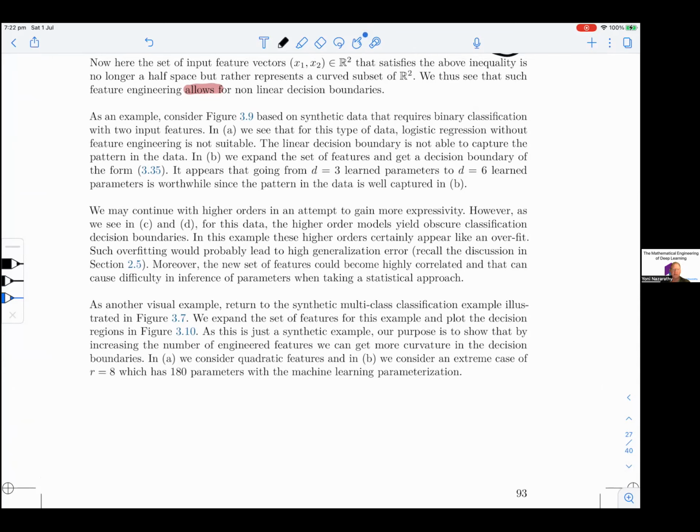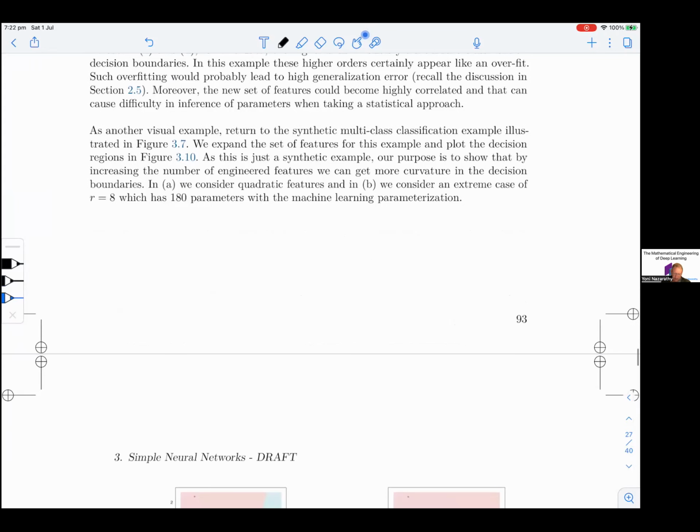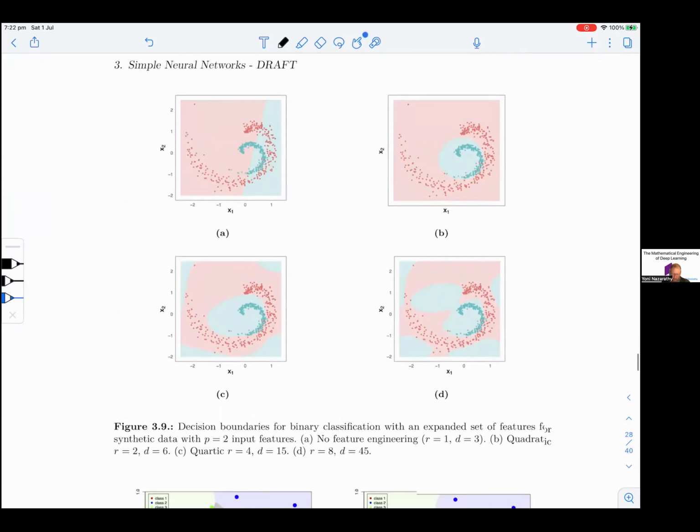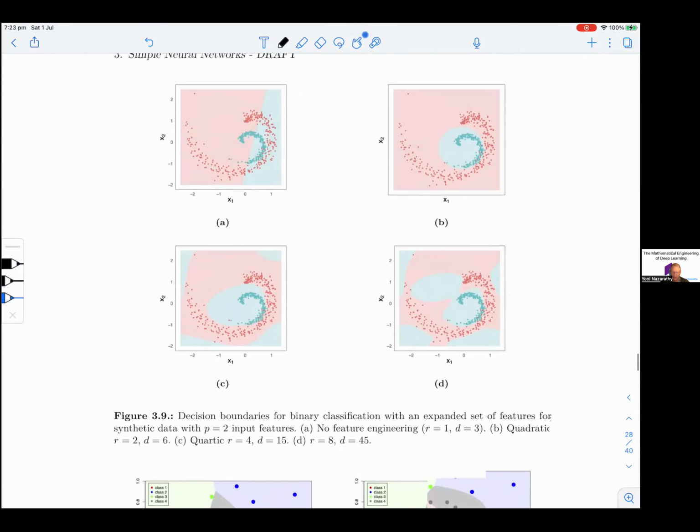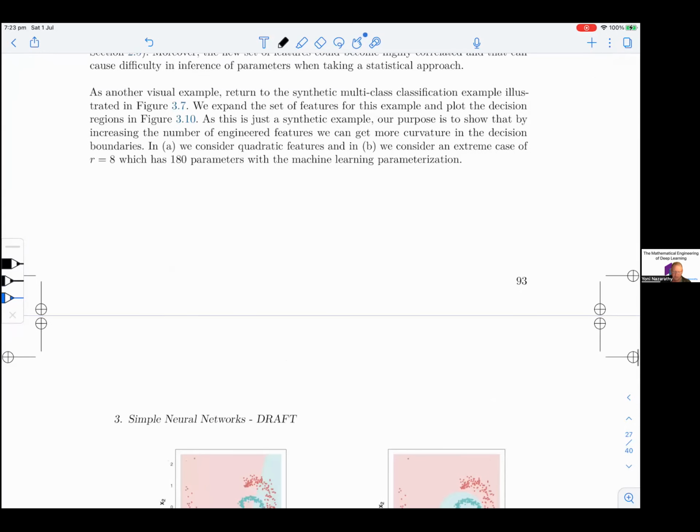Recall the discussion we had in section 2.5. Moreover, the new set of features become highly correlated, and that can cause difficulty in inference of parameters when taking a statistical approach. So with C we have quartic, so r equals 4, and with D we allowed a whole bunch of features, 45 features, powers up to 8, and then the model really connects to the specific data points, and it has an overfit.